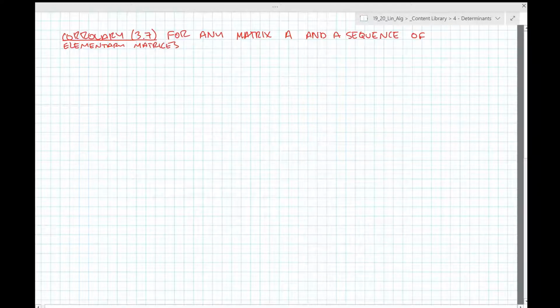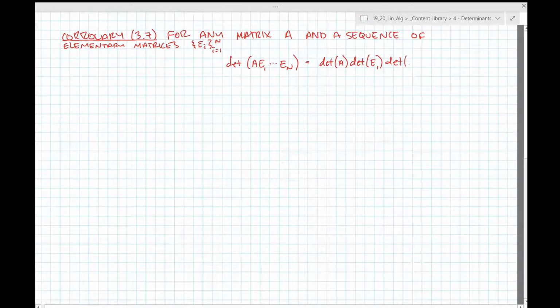So we have a bunch of elementary matrices, E_i, where i goes from 1 to, say, n of them. So we're going to do n column operations on this thing. This should not be a surprise, but the determinant of A E1 through En is just the determinant of A times the determinant of E1 times the determinant of E2, and then all the way out to the determinant of En, which is really nice.